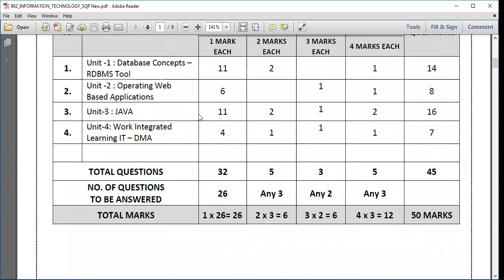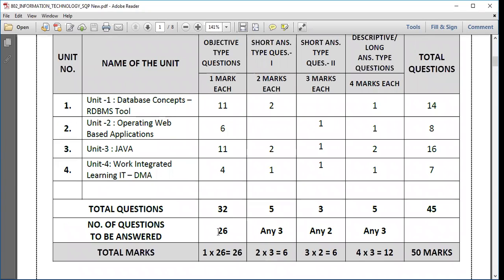In subject skills, 1 mark objective type questions, 32 will be given and 26 you have to attempt. Short 2 marks questions, 5 will be given, 3 you have to do. And short 3 marks questions, 3 will be given, 2 have to be attempted. And then 5 marks question खत्म कर दिया है. अब 4 marks questions होंगे, right? Long questions are 4 marks now. So 5 questions of descriptive type will be given and you have to attempt only 3.